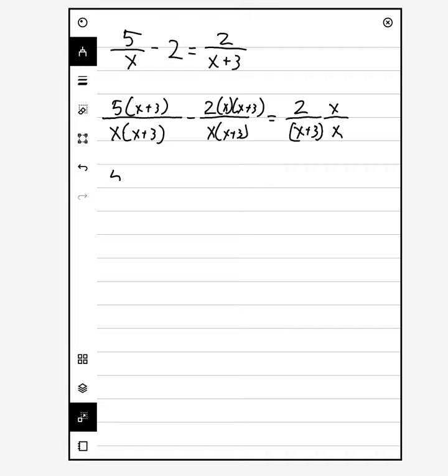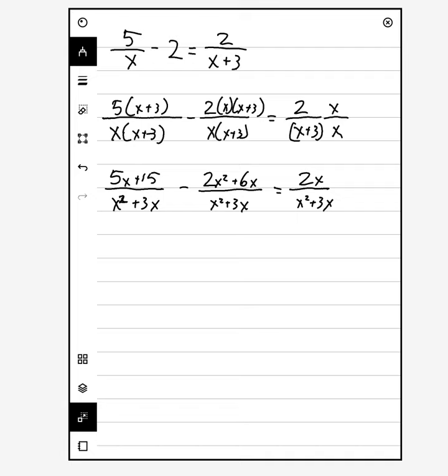Combine these, and we get 5x plus 15 over x squared plus 3x minus, let's see. Let's do this part first. That's, actually we can do this together. It's going to basically be like 2x times x. That's 2x squared plus 2x3, so that's 6x over x squared plus 3x is equal to 2x over x squared plus 3x. Okay, next step, let's just rewrite this all.